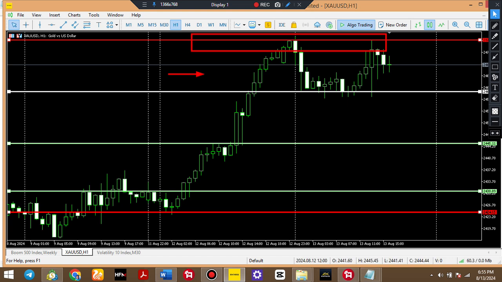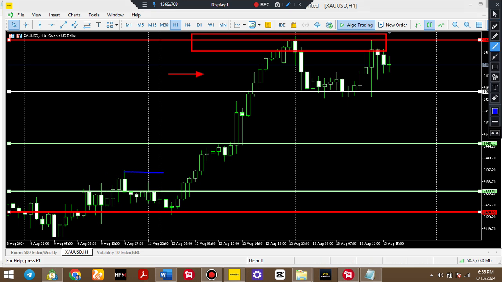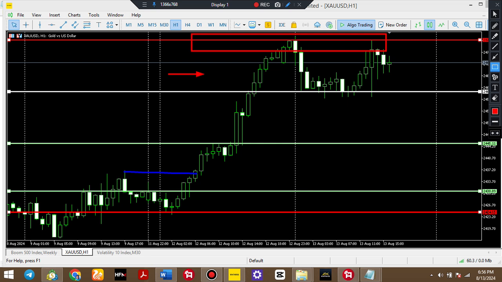When you come to the H1, you will notice that there is a break of structure here. There was a break of structure here, right? So there's a probability price drops down to this zone again, which is in our H4. That is the area we are expecting price to drop to. So price can come all the way down here before it bounces back.